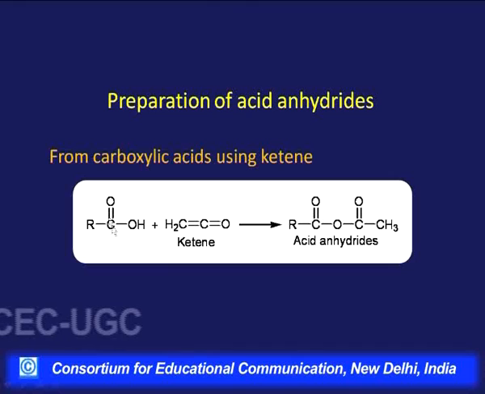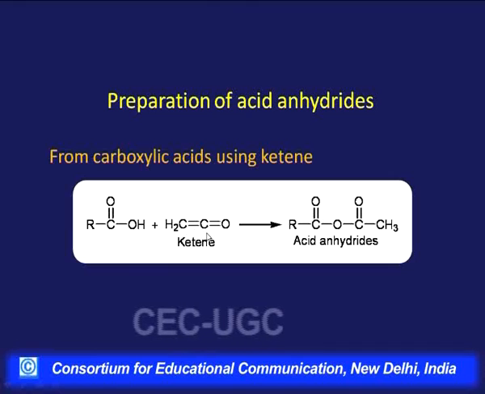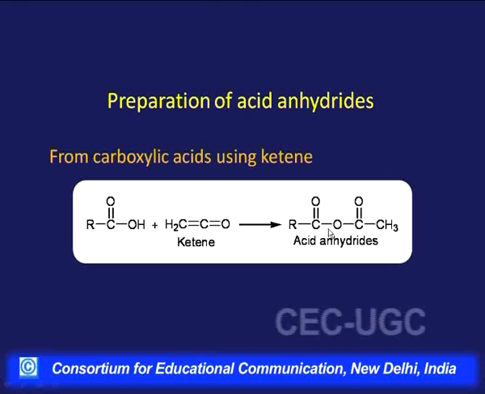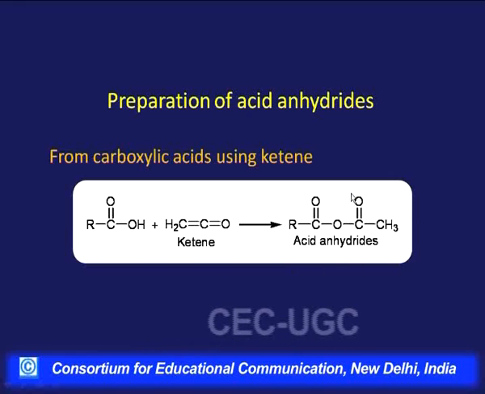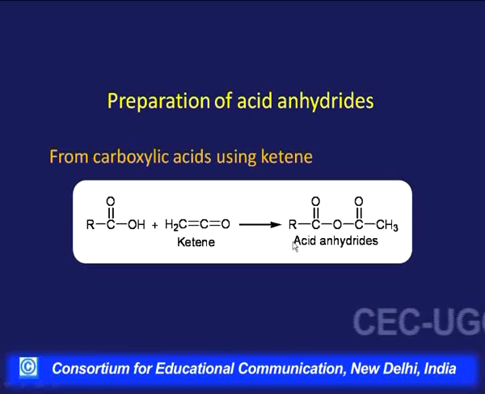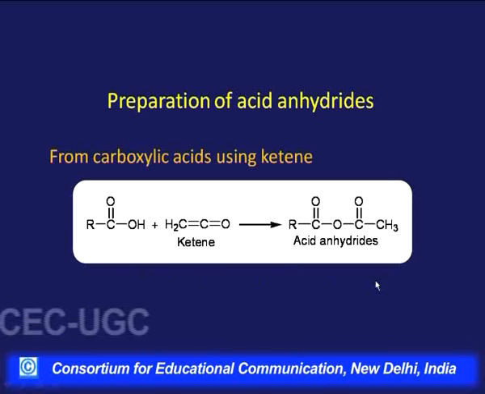So, it becomes RCOO, right, and then again COCH3. So, this is the part coming from ketene and this is the acid part. So, we can get all those acid anhydrides which on one side are the anhydrides from acetic acid and on another side there is some other acid. So, mixed anhydride can be obtained.